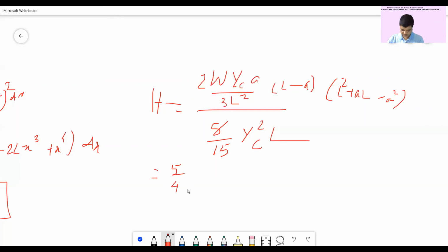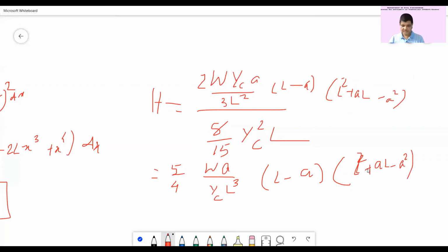5 by 4 multiplied by wa. yc square will cancel out with yc, leaving yc, and L square by L will be L cube. So it will be wa by yc into L cube. yc is on the top, yc square at the bottom, so it will be yc, and L square by L will be L, and we will find this comes as L minus a into L square plus aL minus a square.